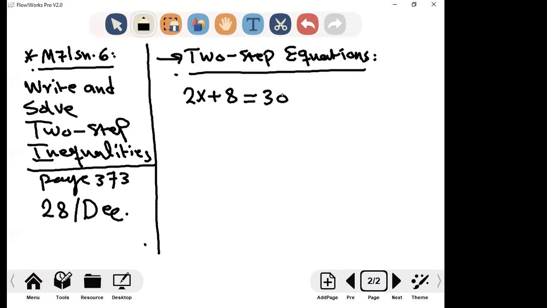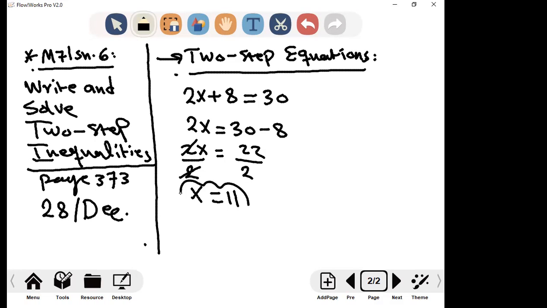So first we get rid of the connected number by shifting. And when we shift, we switch the sign. If it's positive, it will be negative. Negative will be positive. So the first step: 2x equal 30 minus 8. Then we simplify: this is 22 and this comes down. Now I turn it to a one-step multiplication equation. So we divide both sides by the coefficient, which is 2. Now x equal 11. This is the solution.